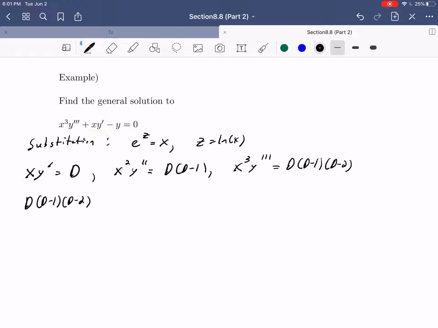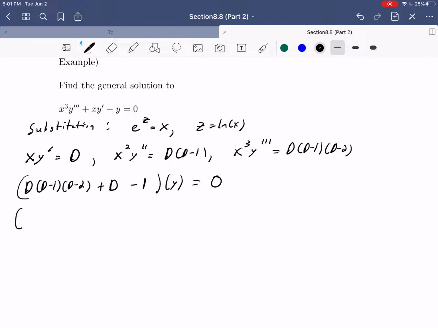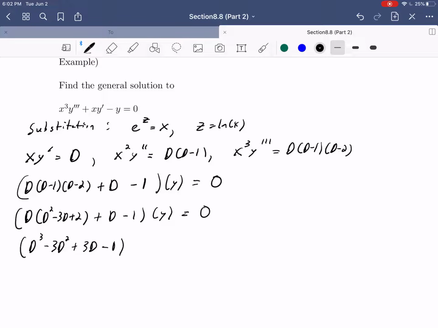We do have this guy, though, so we'll get plus D and then minus 1, all of y equals 0. Okay, now we can simplify that a little bit. That looks like we're going to get D, and then D squared minus 3D plus 2, plus D minus 1 of y equals 0. And that looks like we're going to get D cubed minus 3D squared, then plus 2D, so plus 3D minus 1 of y equals 0.